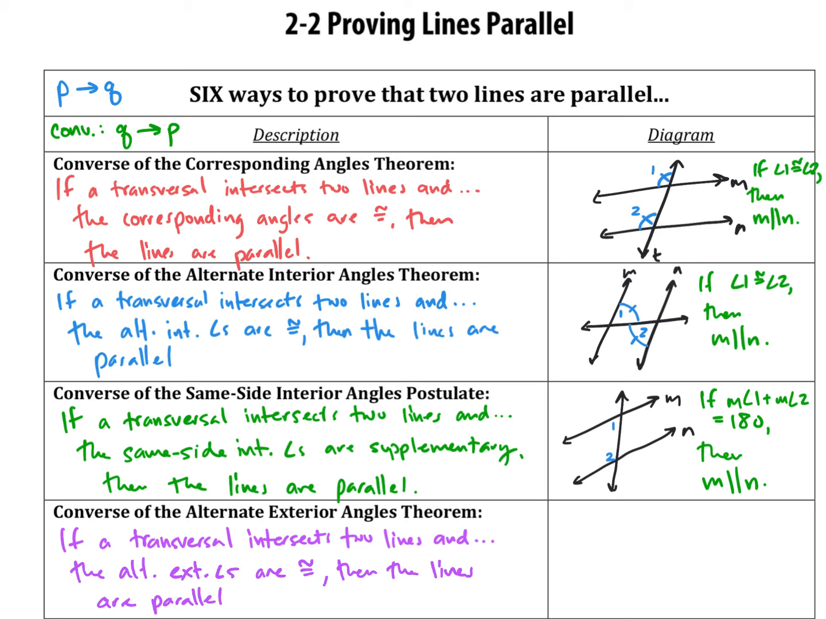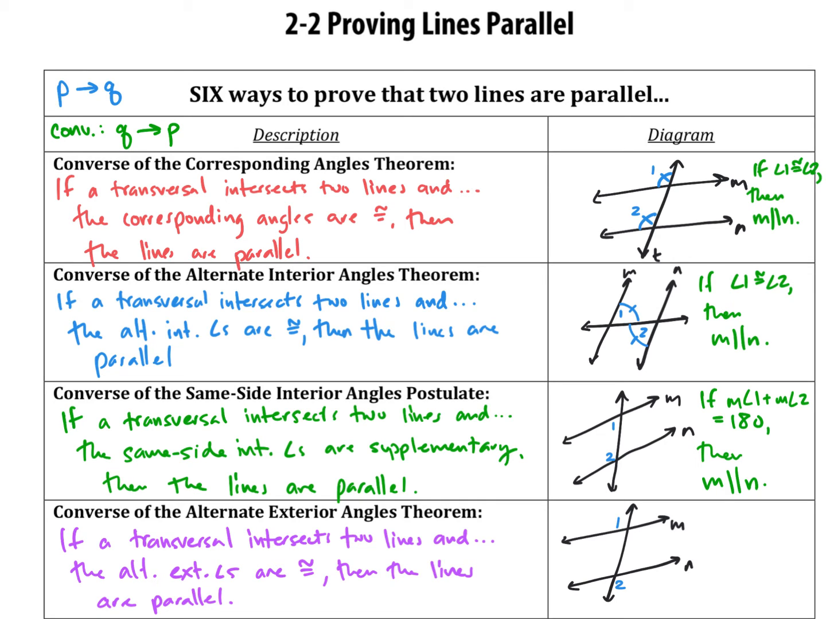And the lines are parallel. So again, the picture would look something like this. We have line M, we have line N, we have a transversal going across, and now we have maybe angle 1 up here and angle 2 there.